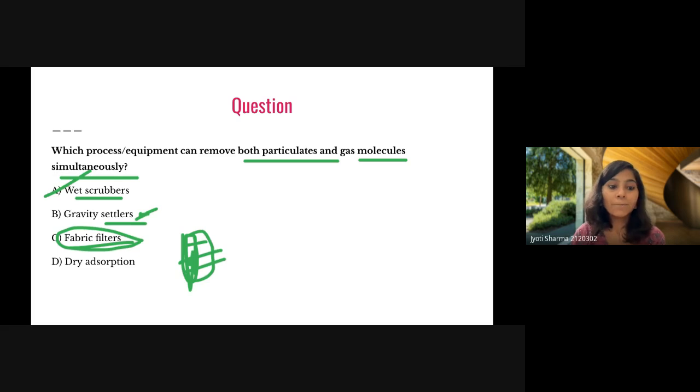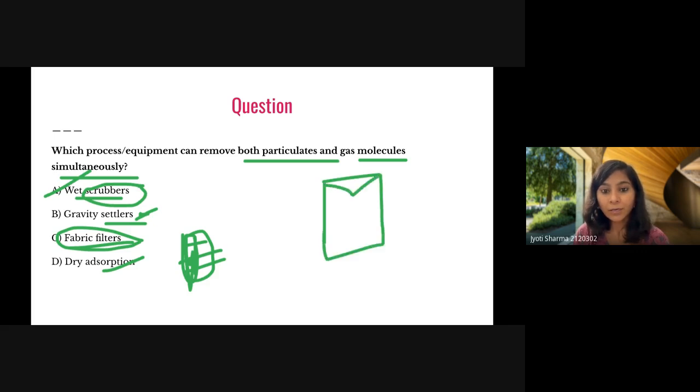Dry adsorption is for gas removal but not for particulate matter. So the right answer will be wet scrubber. Scrubber means we have an instrument that has some spray. Let's say it is having a spray of some chemical. So this is the chemical spray. That chemical can absorb the gas molecules, the first thing.